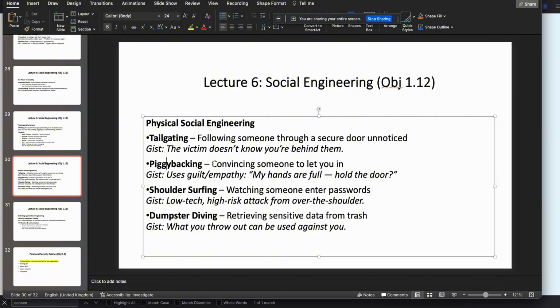Okay, shoulder surfing. Shoulder surfing means I'm typing my password, and from above my shoulder, you are looking at what I am typing. It's called shoulder surfing. And dumpster diving means, whenever we throw our important documents or information into the dustbin, someone tries to find valuable information in the dustbin. That is called dumpster diving.